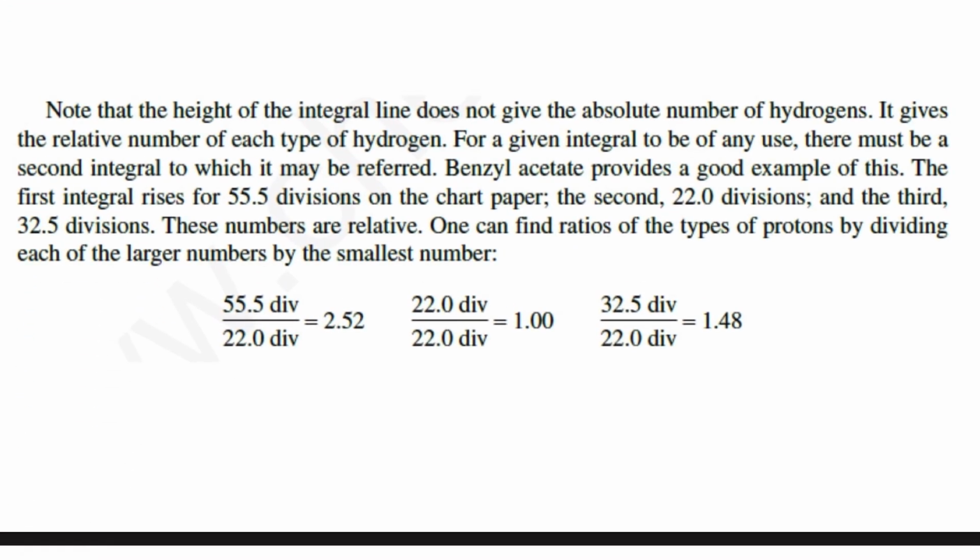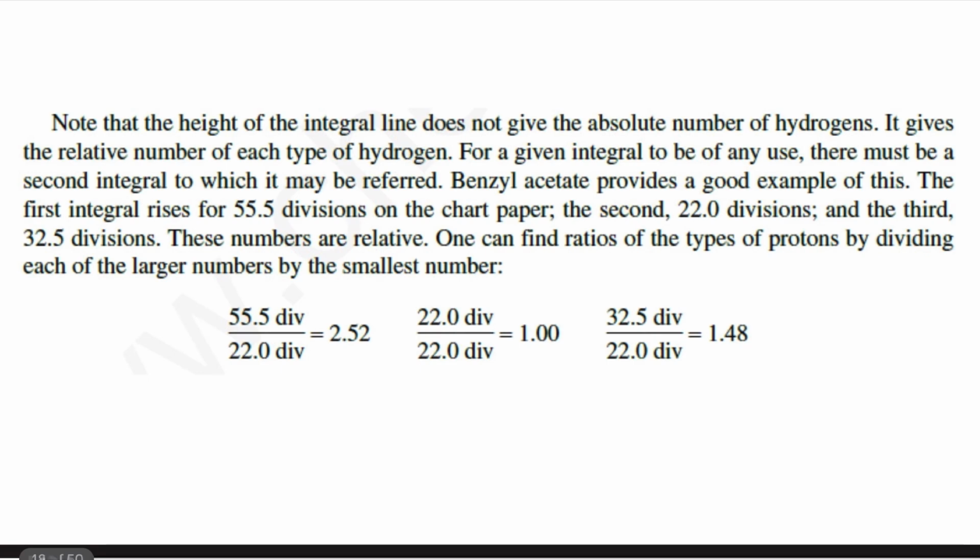For example, in this slide we have done this phenomenon. 55.5 divisions is divided by the smallest number, which is 22 divisions, so we get a ratio of 2.52. Then there is a ratio of 1, and then there is a ratio of 1.48. So this gives us the idea about the relative peak height.